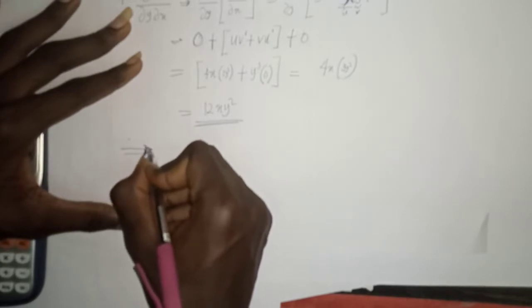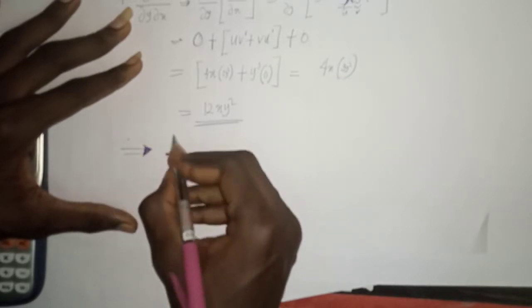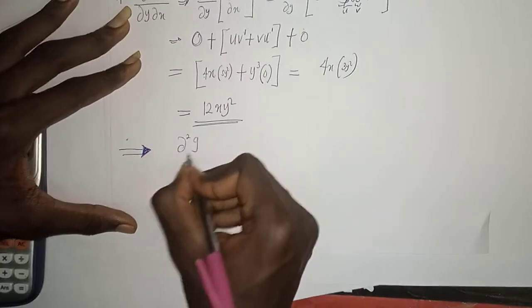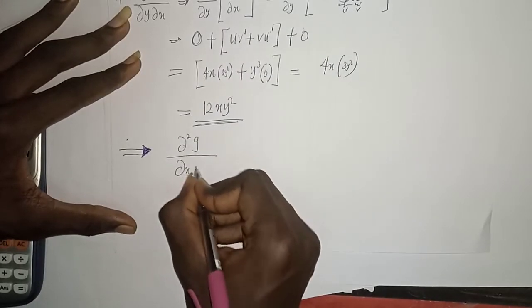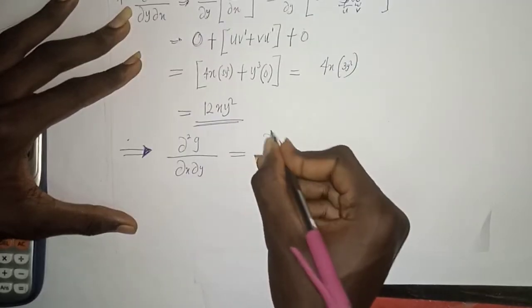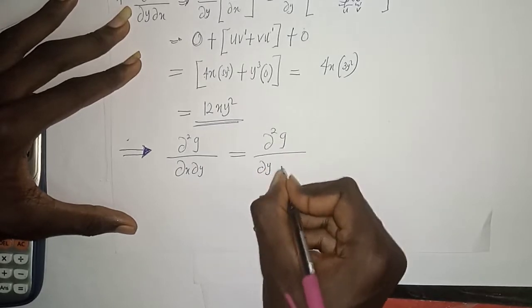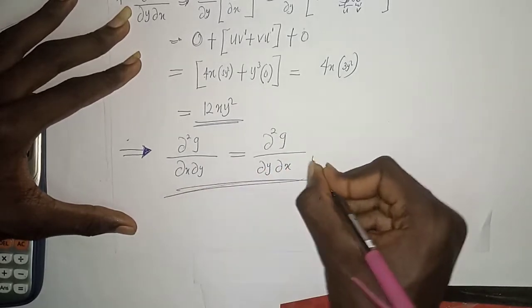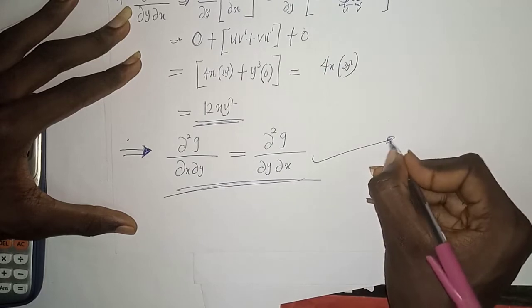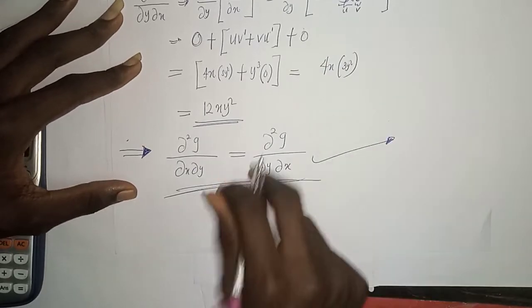There's a theorem, I think Clairaut's theorem states this. It states that del squared g over del x del y is equivalent to del squared g over del y del x. No matter how you solve, you still end up getting the same answer. So this is how it works.